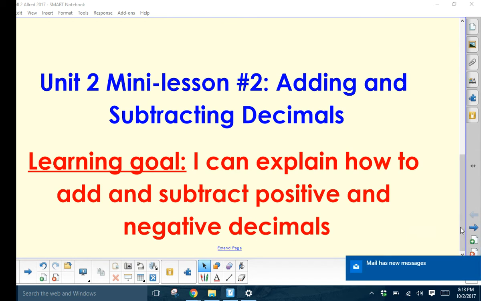Today's learning goal is to be able to explain how to add and subtract positive and negative decimals. Everything we're doing today is taking everything you learned from 6th grade about decimals and everything we learned in Unit 1 about adding and subtracting positives and negatives and putting them together, okay? All the same rules we talked about in Unit 1 still apply here in Unit 2. The only thing that's different is instead of whole numbers, we're going to have some decimals, all right? Here we go.